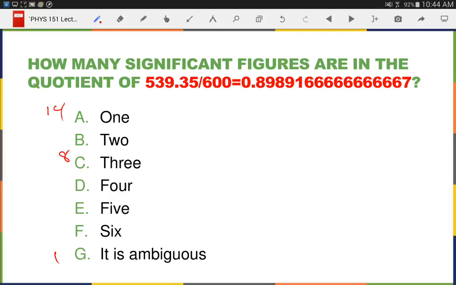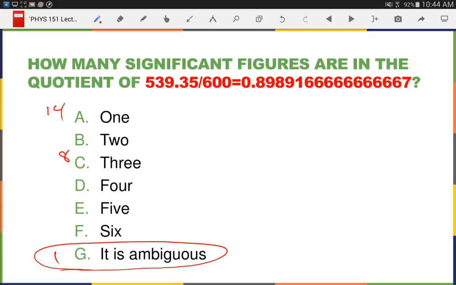Okay, we had 14 people that said 1 significant figure. We had 8 people that said 3 significant figures, and 1 person that said it's ambiguous. And that one lonely person is the correct one. Now, Ryan was asking a question that I hadn't thought of when I made this.